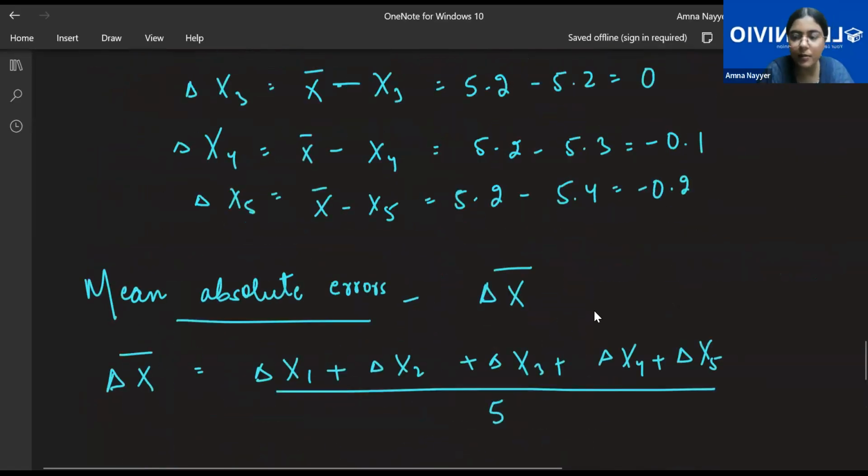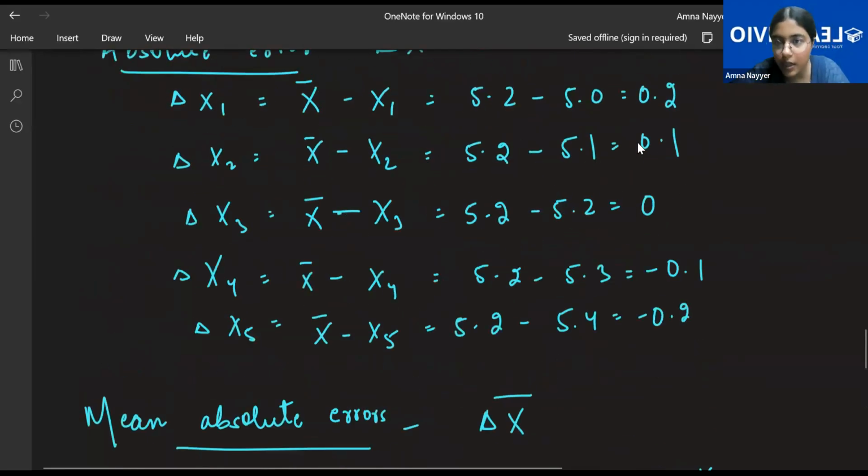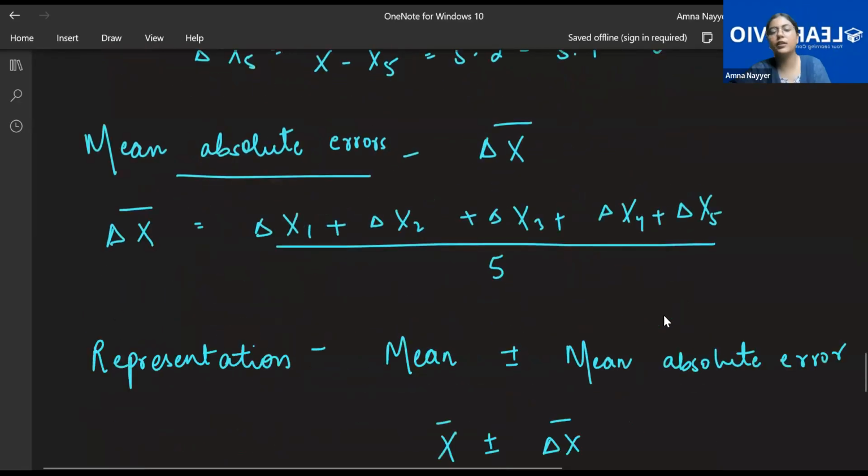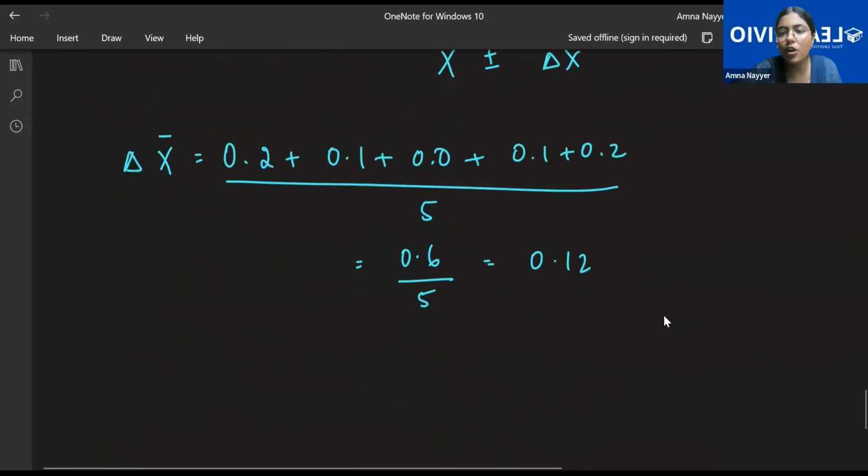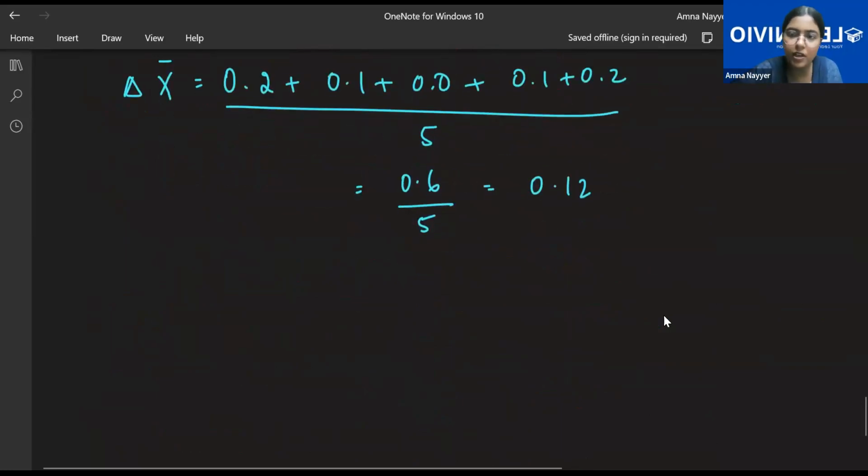Yes, I told you just now, Maha, that you take the modulus. When you're adding, you take the modulus of all the values. Okay, this is what I was saying. You take the modulus because most of the time it will otherwise be 0, and you'll not be able to calculate the mean absolute value. You take the modulus, and we get this.